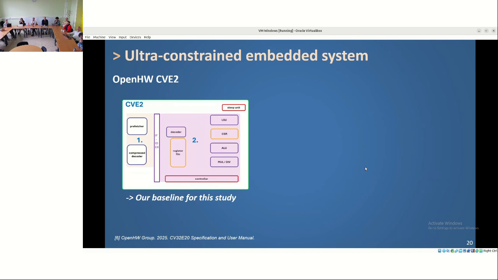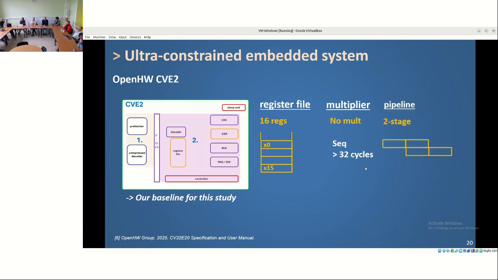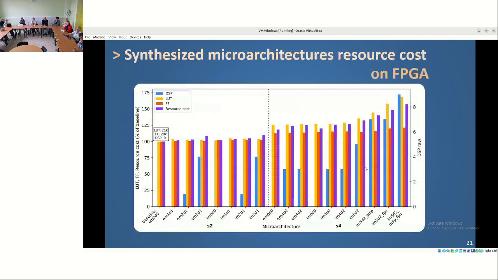So as an example, here we use the CVE2 as a baseline, configured with the lowest number of registers possible, no multiplier, a two-stage pipeline, and no memory, no cache memory. We just have the static RAM for code and data sections. This represents one microarchitecture, and then we can synthesize all those microarchitectures on an FPGA and place them.